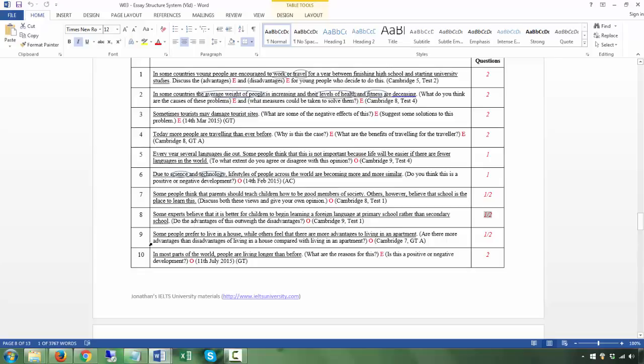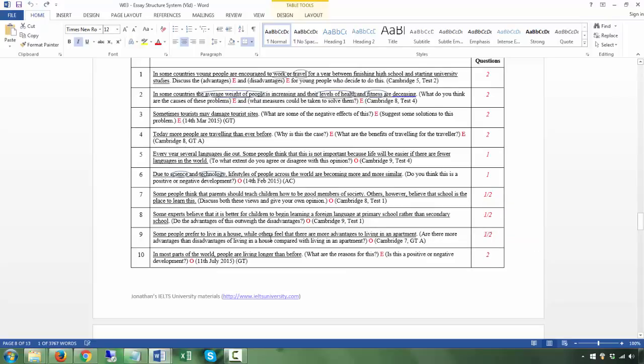9. Some people prefer to live in a house, while others feel that there are more advantages to living in an apartment. Are there more advantages than disadvantages? Now, this is exactly the same thing. This is the academic kind of question. This is a general training kind of question. So anyway, this is the T. This is the Q. This is an opinion question. Okay. And you could, depends on how you see it. Okay. 1 or 2. All right.